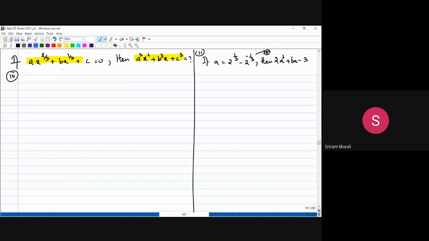To eliminate fractions in the power, because in my question there is no fraction in the power. What I do is take cube on both sides. Take a cube on both sides.